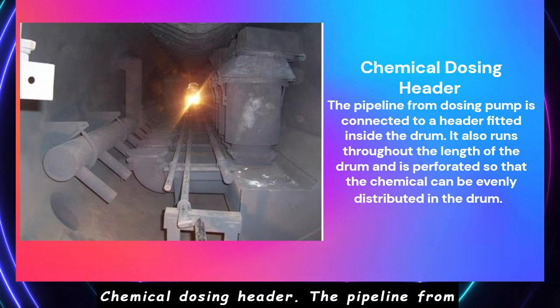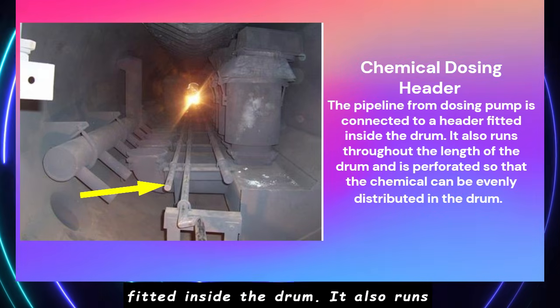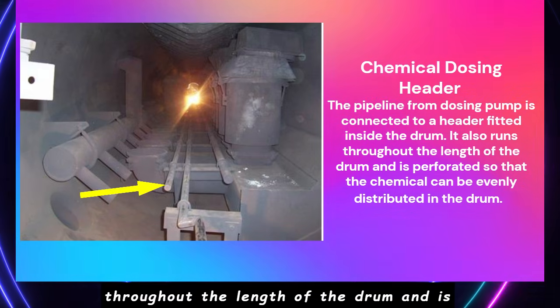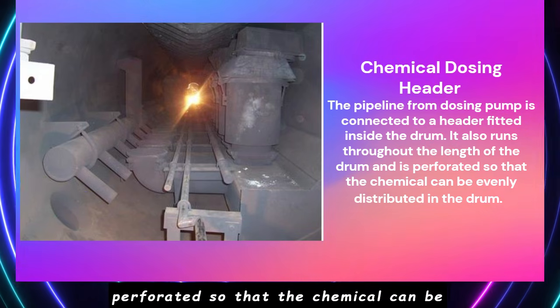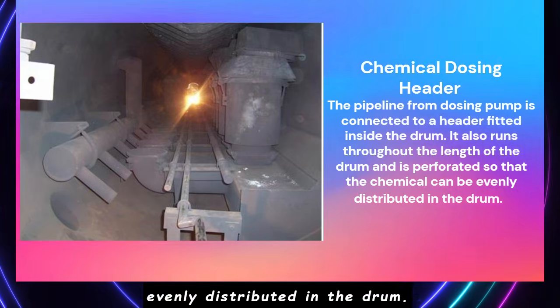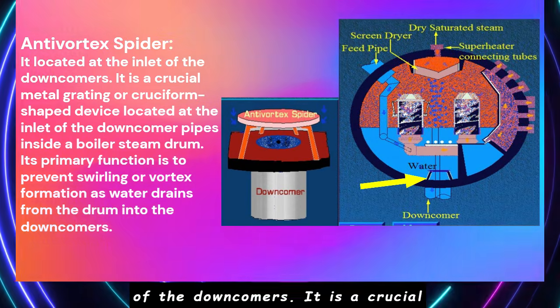Chemical dosing header. The pipeline from the dosing pump is connected to a header fitted inside the drum. It also runs throughout the length of the drum, and is perforated, so that the chemical can be evenly distributed in the drum. Anti-vortex spider. It is located at the inlet of the downcomers.